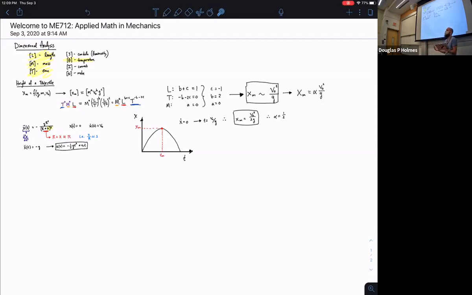So the point of this dimensional analysis is that it allowed us to get really close to the right answer without doing anything other than looking at the dimensions, saying that the dimensions on the left-hand side have to equal the dimensions on the right-hand side. How do the dimensions on the right-hand side enter the problem? And we got most of the way there.